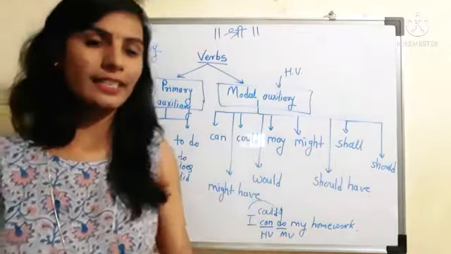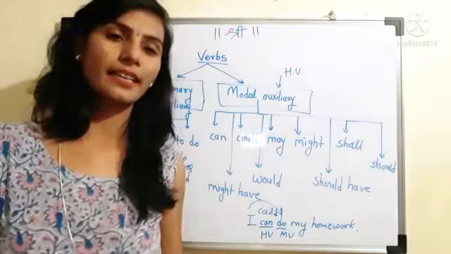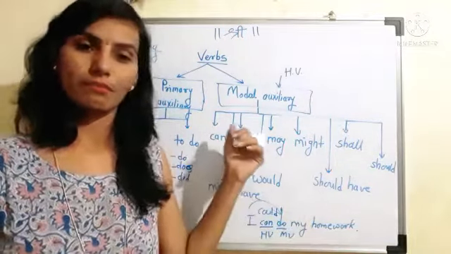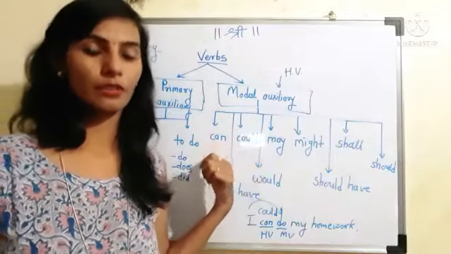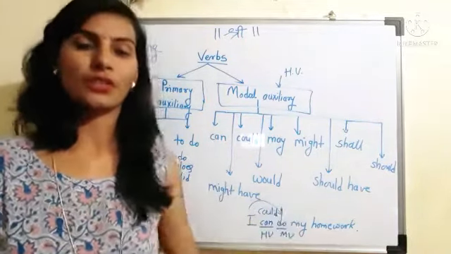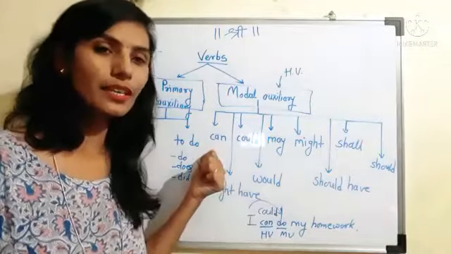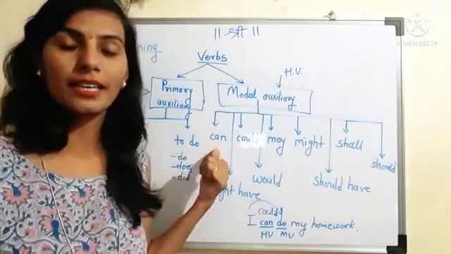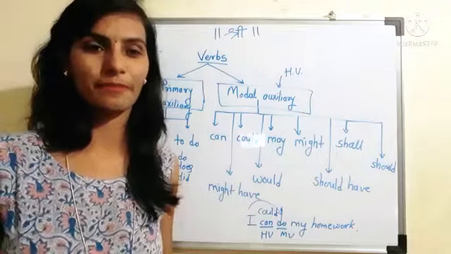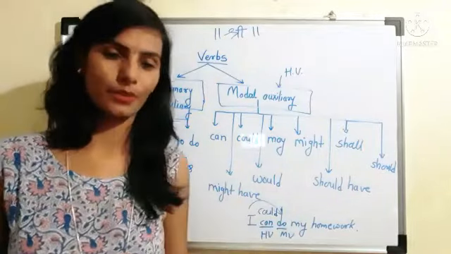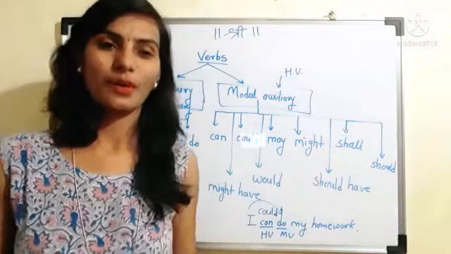So 10th standard students, especially 9th and 10th, you will have a question, and obviously you must have this kind of question: find out the modal auxiliary and write its function. So when you have the word can, then you can write that this is the modal auxiliary and its function is it indicates possibility, present possibility, past possibility. Like this you can solve your questions.